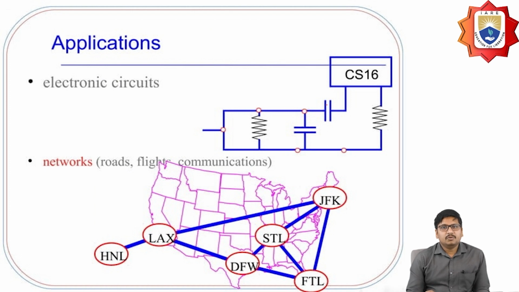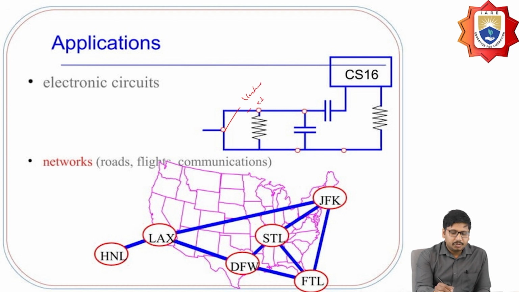Applications of graphs. Mainly, graphs are used in many electrical circuits and networks of roads, flights, and various communications. For that, the graph is one of the best examples. In electronic circuits, we can consider the points as vertices, and the lines between them are treated as edges. Similarly, cities are represented as nodes, the city vertices, and the lines connecting two cities are represented as edges.